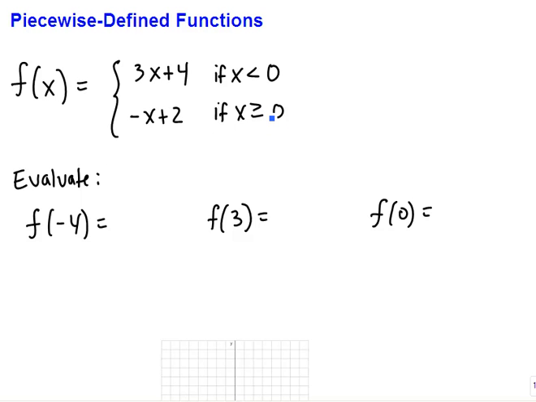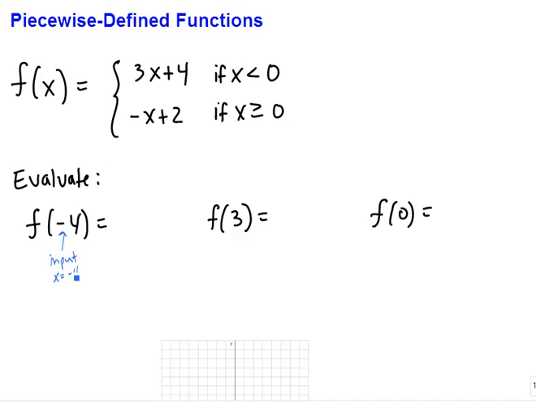So the first thing we need to be able to do with these piecewise defined functions is evaluate them. So if you see, for example, f of negative 4, remember that negative 4 is your input value, and so that's your x. And so this is saying what is y when x is negative 4.